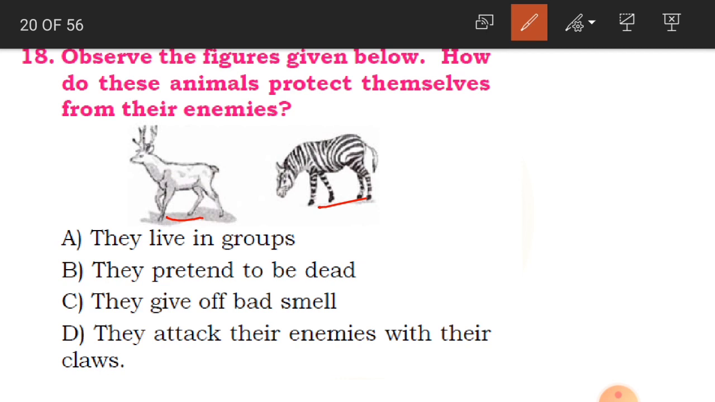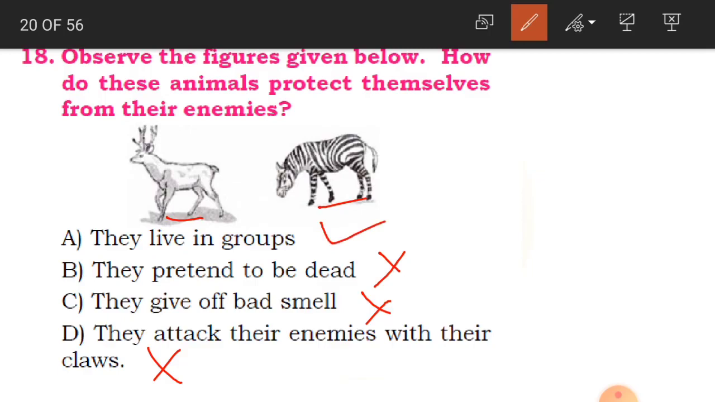So which one, children? Do they pretend to be dead? No. They give off bad smell. This is also a wrong one. And they attack their enemies with their claws. No, this is also wrong. So A option is the correct one. That is, they live in groups.